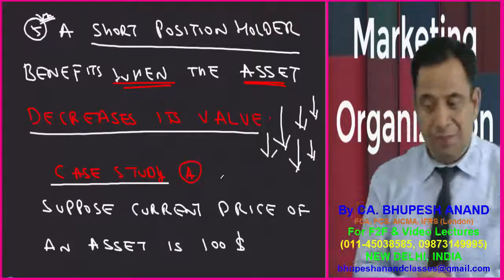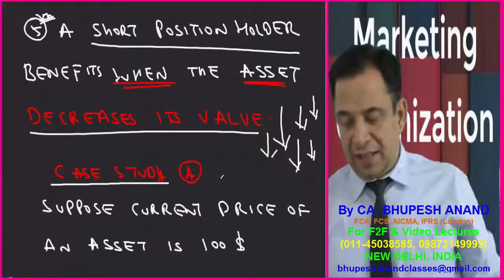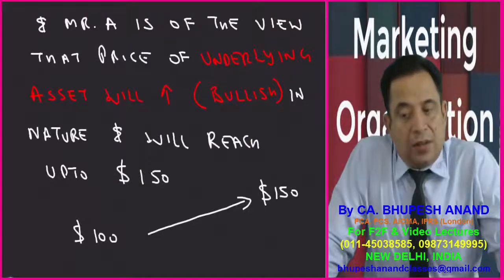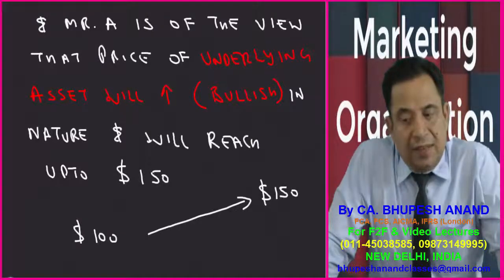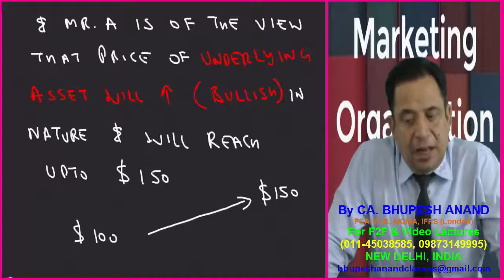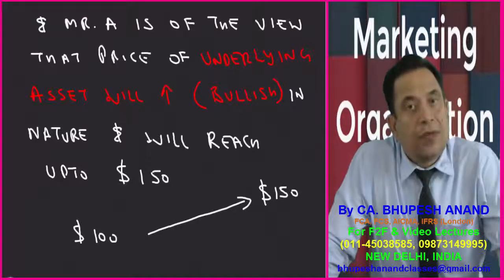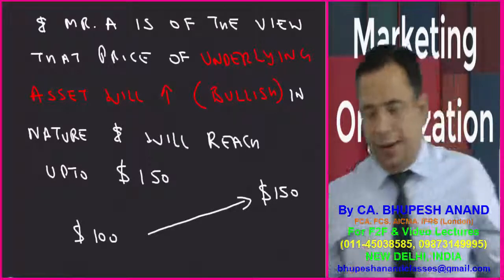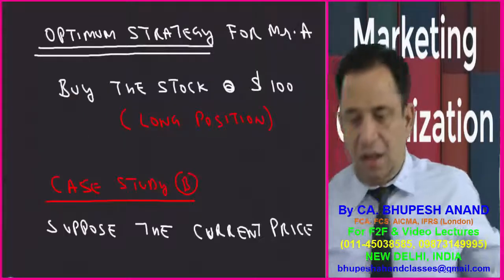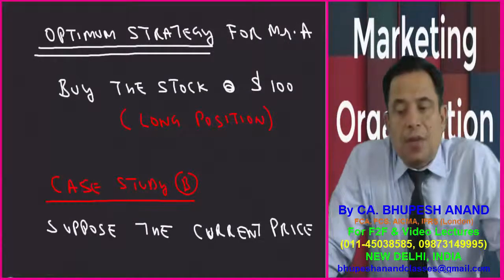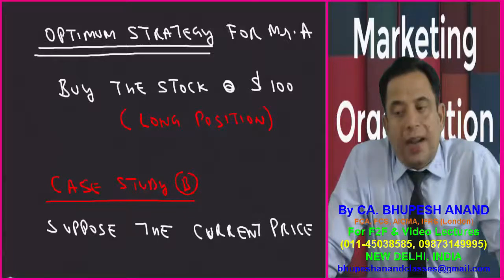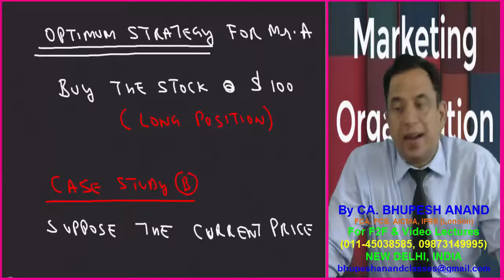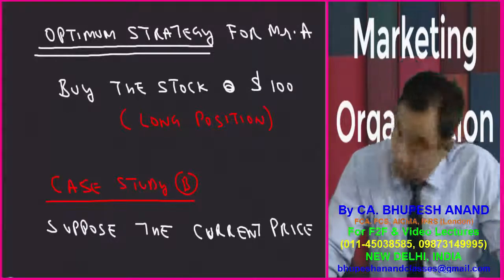Suppose the current price of an asset is $100, as I have just discussed. Mr. A is of the view that the price of the asset will increase, bullish in nature, and it will reach up to $150, that is from $100 to $150. So the optimum strategy for Mr. A will be to buy the stock at $100. So this is a long position.